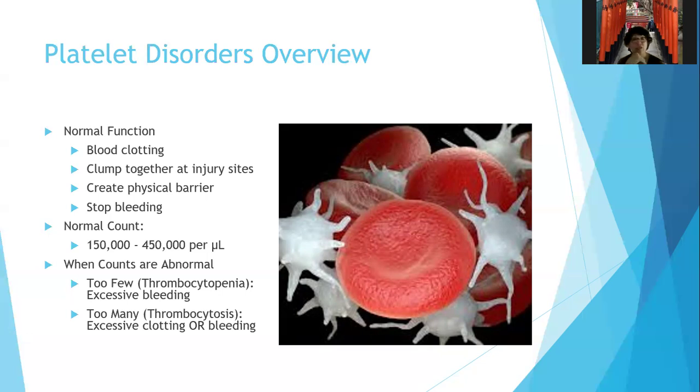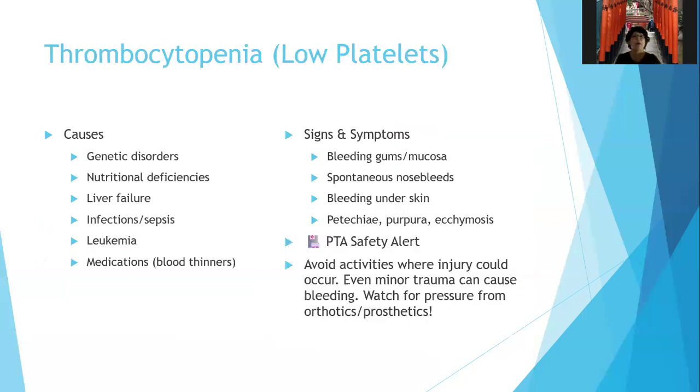Normal platelet counts are 150,000 to 450,000 per microliter. If you have someone in the hospital who has 90,000 for their platelet count, don't take them out of bed. Don't take them walking. So too few platelets, thrombocytopenia, causes excessive bleeding. Too many, thrombocytosis, can cause excessive clotting or bleeding. So crazy, right? Crazy stuff right there.